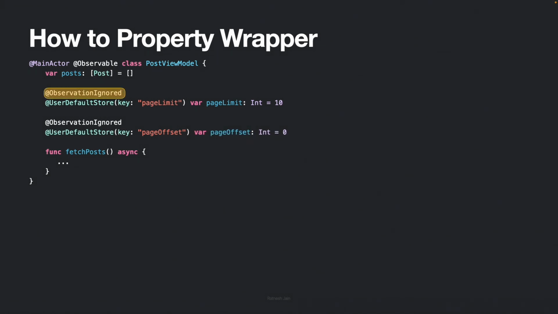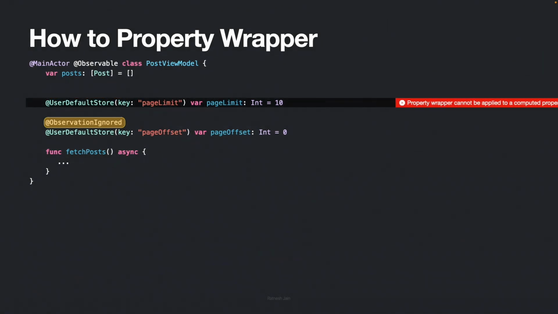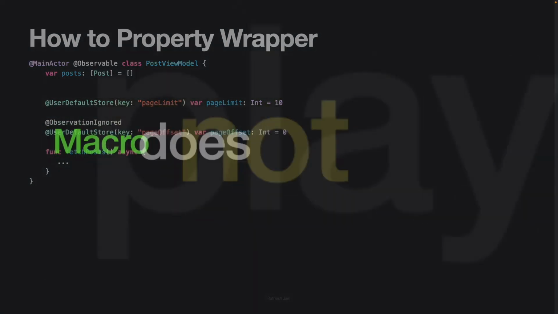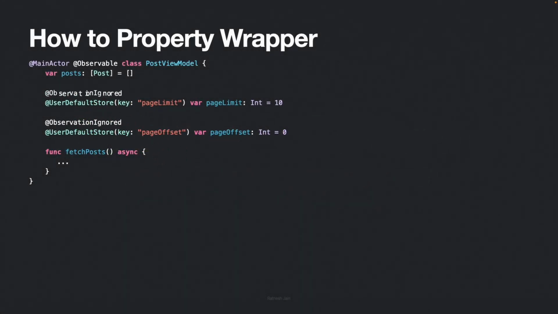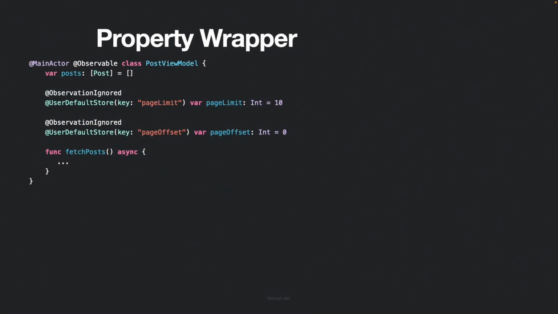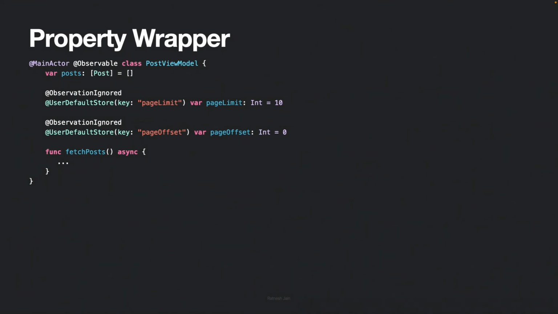You will see that I have written this ObservationIgnored macro here. This is because if I remove this, I will get this error, and this is because the macro doesn't play well with the property wrapper yet. So we need to write like this for this case, and you will see that this property wrapper is written inside the view model.